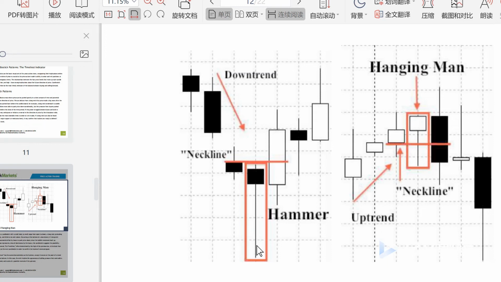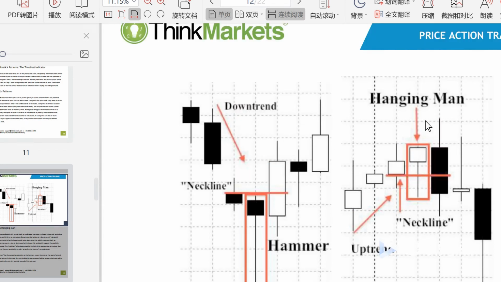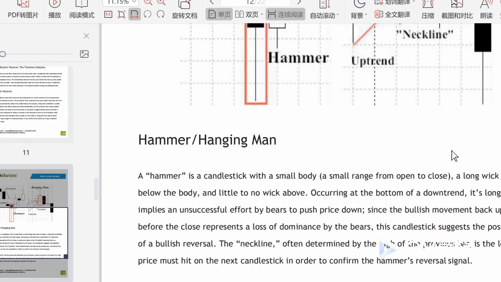The market has reversed from going down to going up. And here you see a hanging man. That means it's basically an uptrend. But by the neckline, you see this upper shadow, right? So the market started to fall. So you see a strong signal telling you to sell. This is a hanging man.